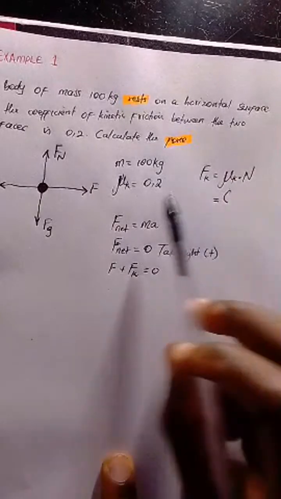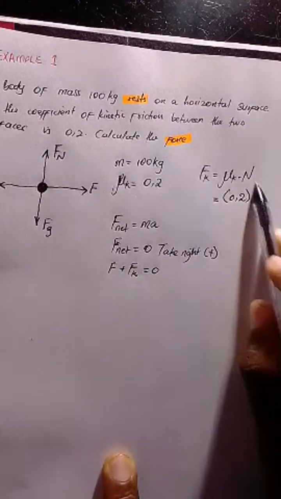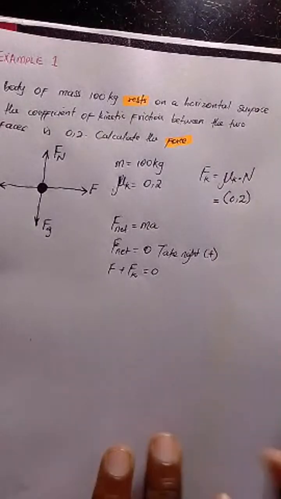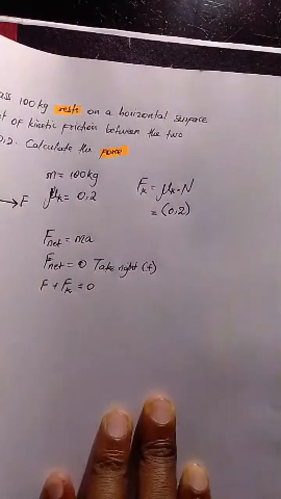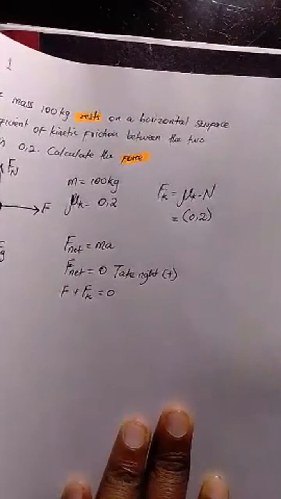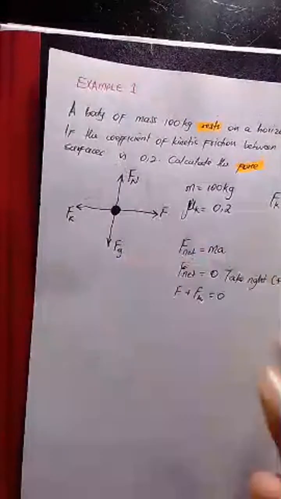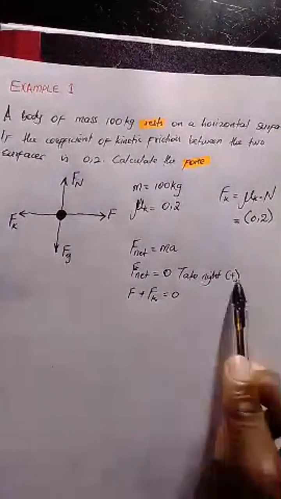Coefficient of kinetic friction we are given, it's 0.2. Normal force, we are not given the normal force. We don't know the normal force, but we can calculate it. So we are going to take the direction because we are calculating the normal force. Normal force is up and down. I took a direction here as we're taking right as positive.